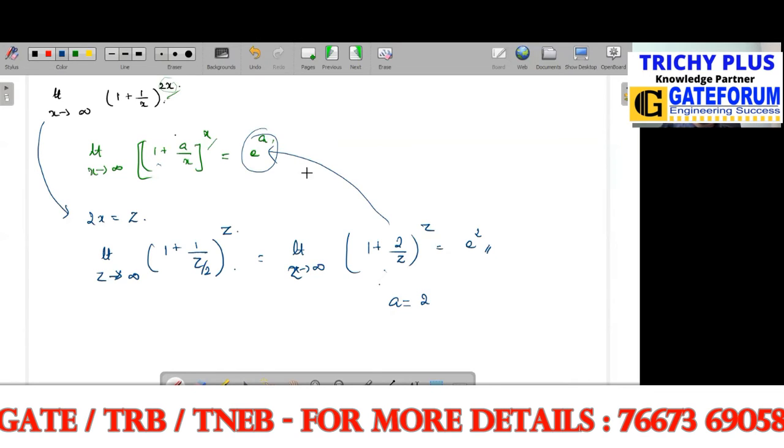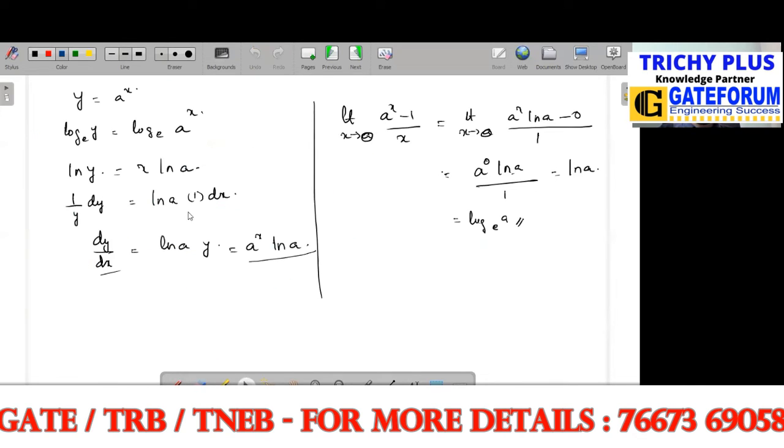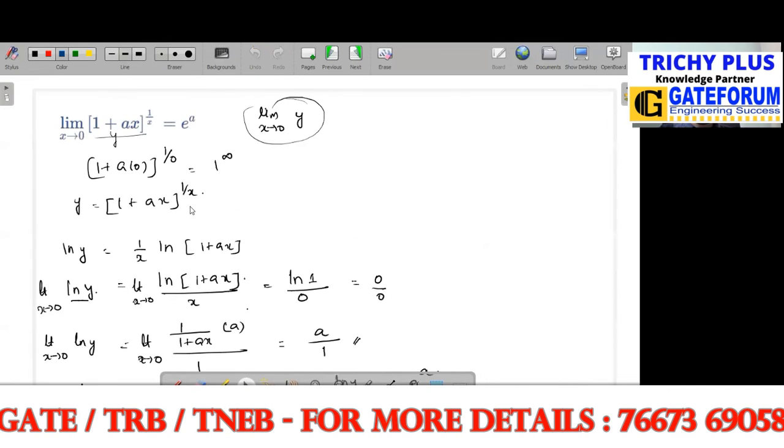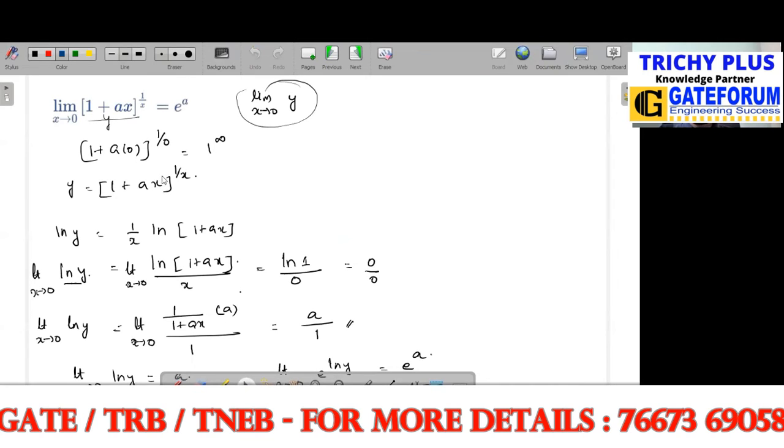E power 2. See, this one, when will it be useful? When you are fully confident with this formula. If you have memorized this formula and you are very confident, only then should you go with this kind of procedure. Otherwise, better you go with whatever we discussed. So this is like we are connecting from the basics. Nothing new here, so you will understand the entire step.